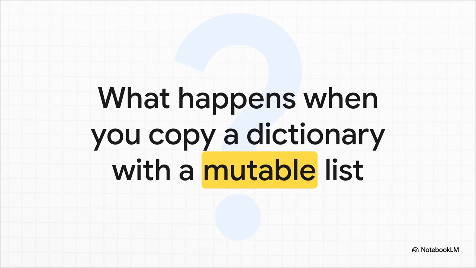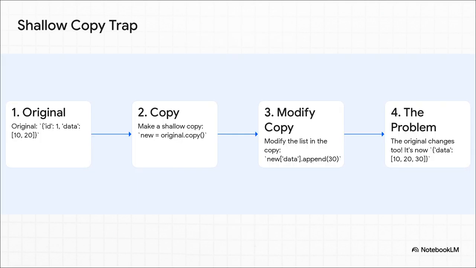So, here's a question for you. What do you think happens when you copy a dictionary, but that dictionary has a list inside it? This is what's known as the shallow copy trap. So you use the standard .copy method. You think you're getting a totally fresh copy, right?